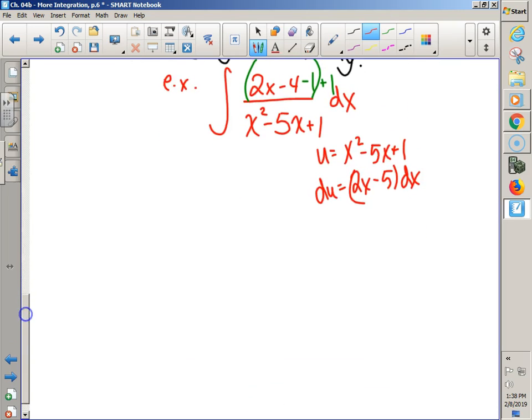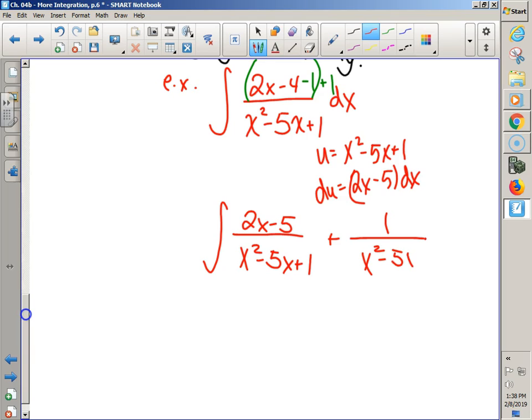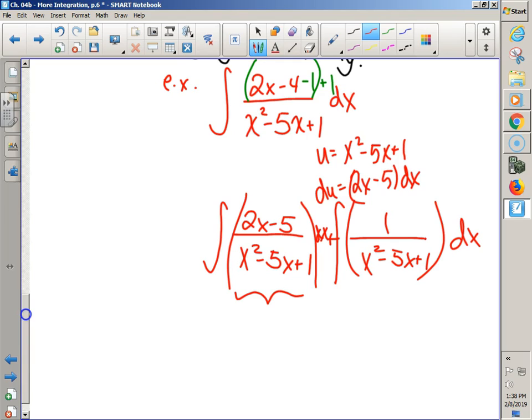I'm just showing you bits and pieces of Calc BC's more integration chapter. Am I wrong? No. 2x minus 4 is 2x minus 5 plus 1. I'm right. Why did I do that? How am I going to solve this part? Using U sub. Why? It's gorgeous. It's ready to go. How am I going to solve this part?